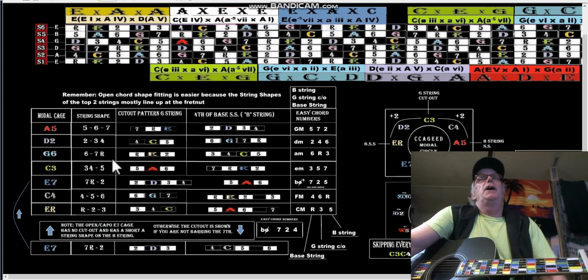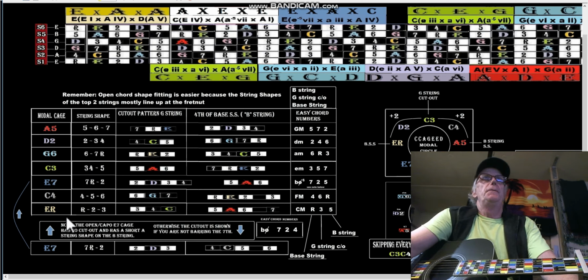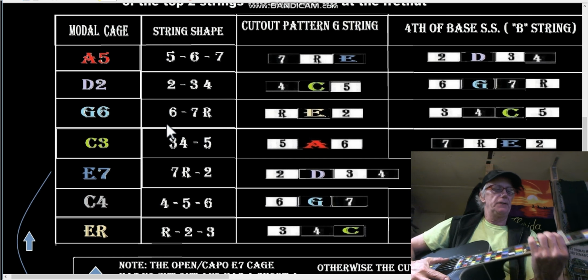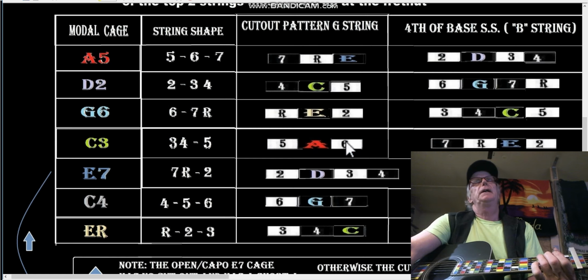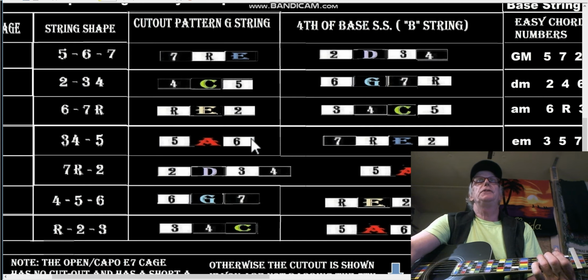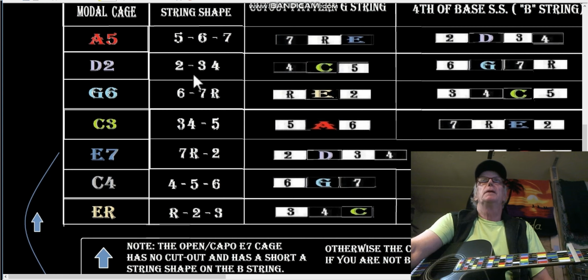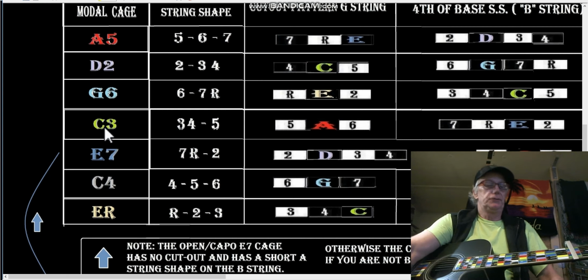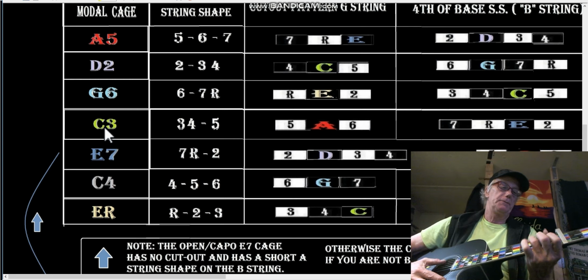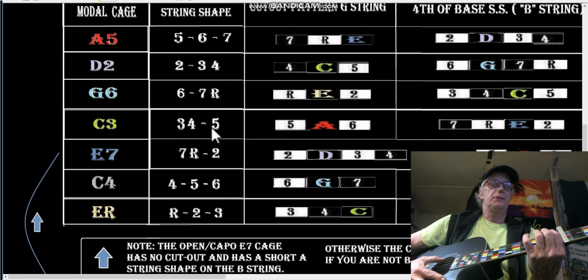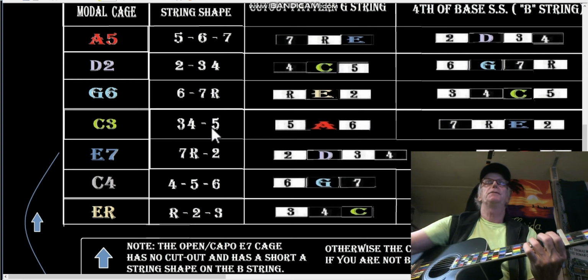So the rule is there's something called the easy chord. So if we look at the C3, that's where we are. 3, 4, 5 down here. Okay, the cutout pattern on the G string is going to be the A and the, okay, so we're looking at the C3 string shape, the bottom string shape in the open C box, right? 3, 4, 5, okay, E becomes the third, F's the fourth, G's the fifth.